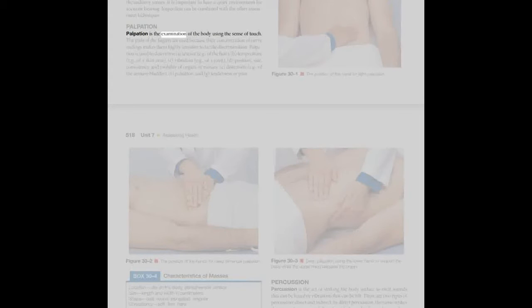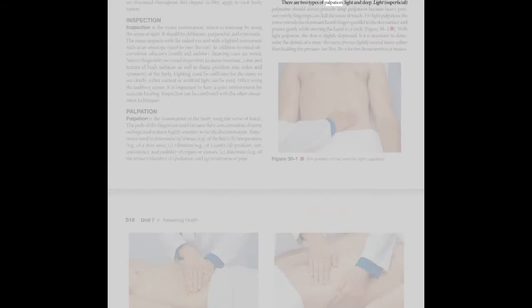Palpation. Palpation is the examination of the body using the sense of touch. The pads of the fingers are used because their concentration of nerve endings makes them highly sensitive to tactile discrimination. Palpation is used to determine: a. texture, for example of the hair; b. temperature, for example of a skin area; c. vibration, for example of a joint; d. position, size, consistency, and mobility of organs or masses; e. distension, for example of the urinary bladder; f. pulsation; and g. tenderness or pain.